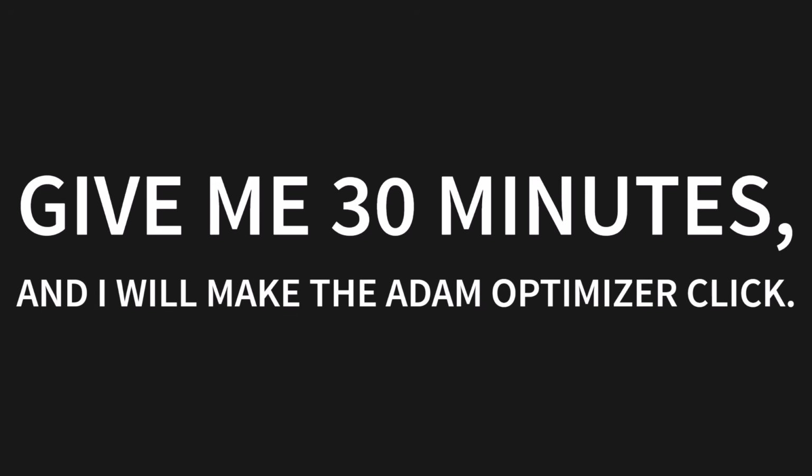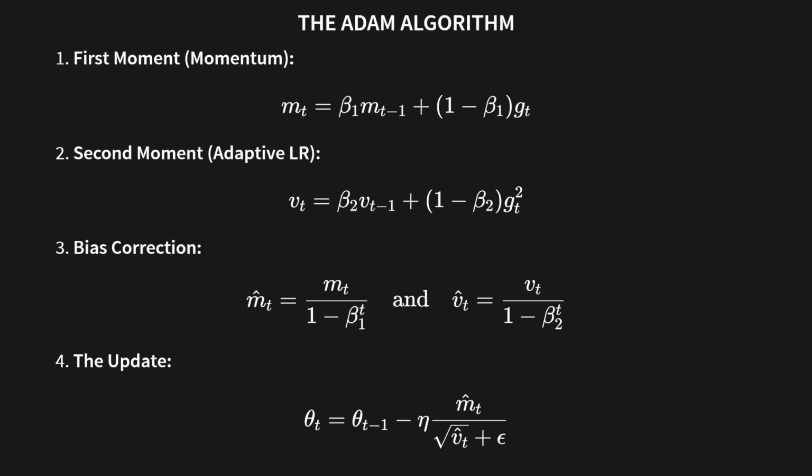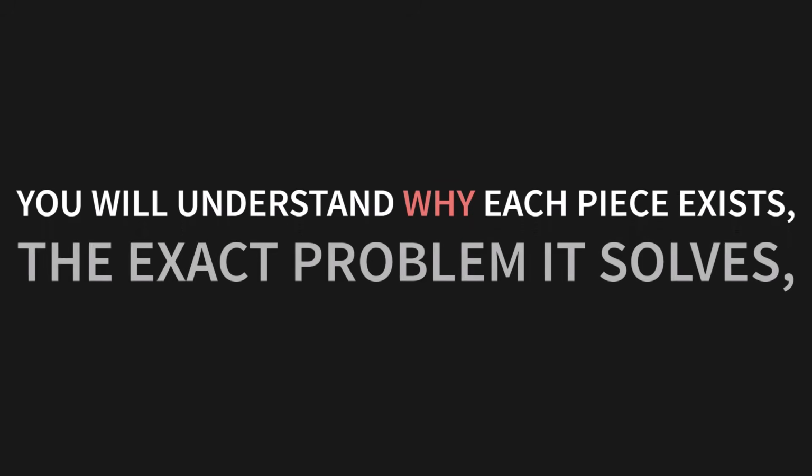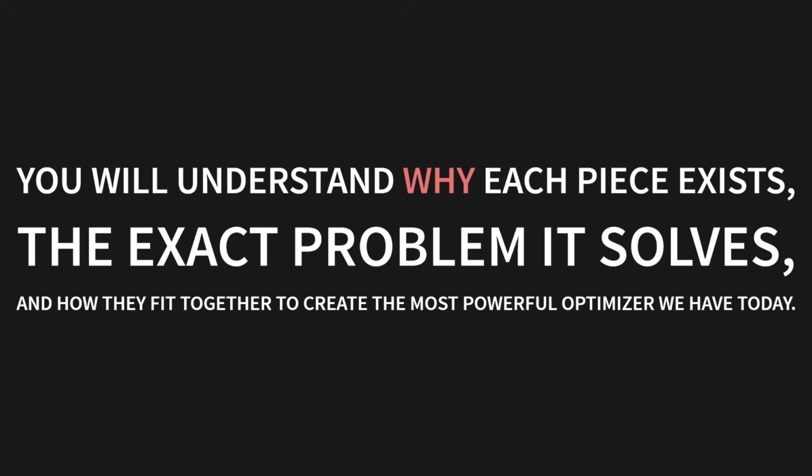But listen, give me 30 minutes. That's all I ask. And I will make the Adam optimizer click forever. Look at this. This is the Adam algorithm. We've got the first moment, called momentum, with all its M's and G's, then the second moment for the adaptive learning rate, then this weird bias correction step, and finally this massive update formula at the end. It looks crazy, but I promise you, you will understand why each piece exists. You will understand the exact problem it solves, and how they all fit together to create the most powerful optimizer we have today. Let's get started.